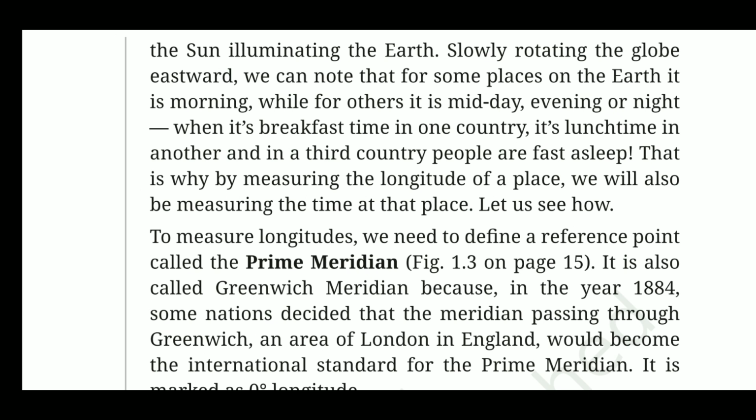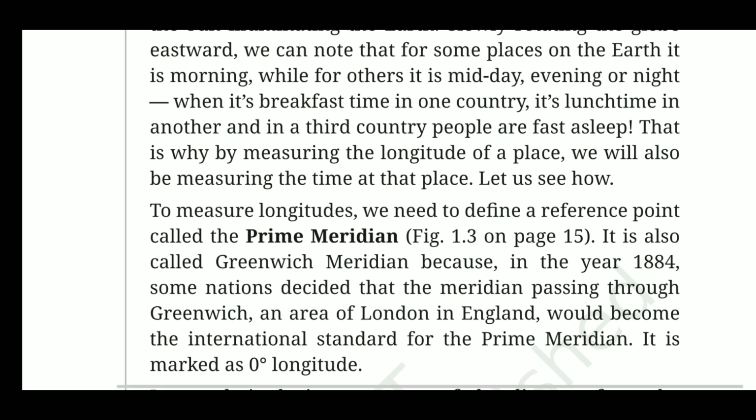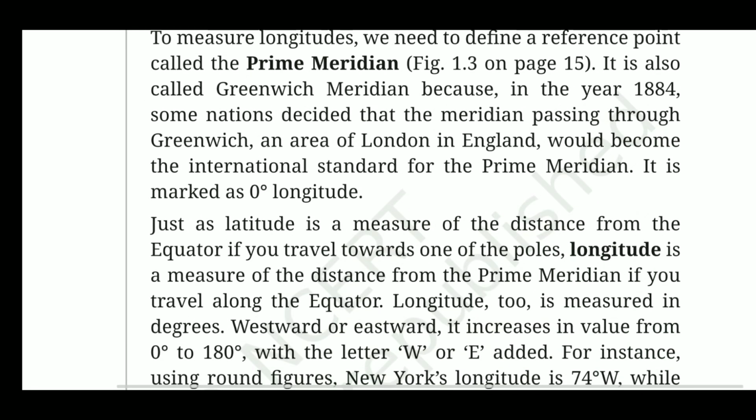To measure longitude, we need to define a reference point called the prime meridian, Figure 1.3 on page 50. It is also called the Greenwich meridian because in the year 1884, some nations decided that the meridian passing through Greenwich, an area of London in England, would become the international standard for the prime meridian. It is marked as 0 degree longitude.